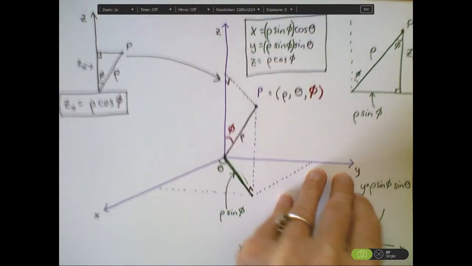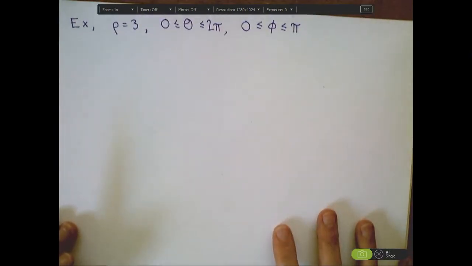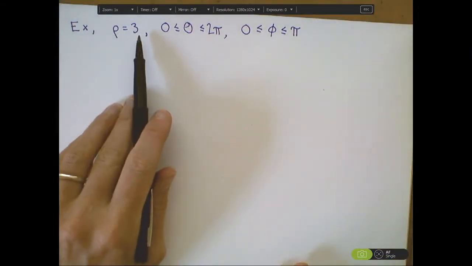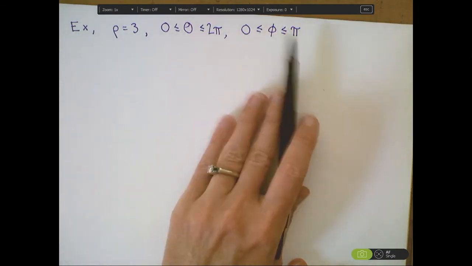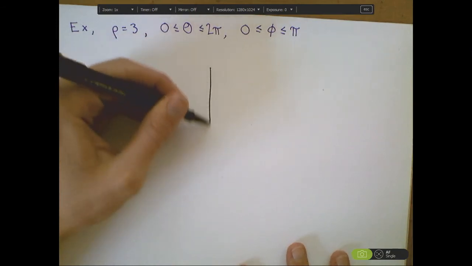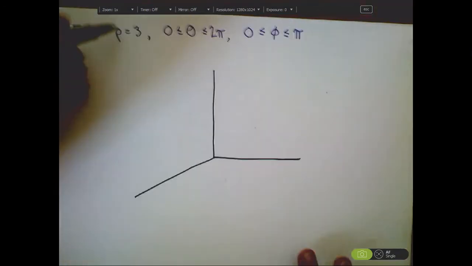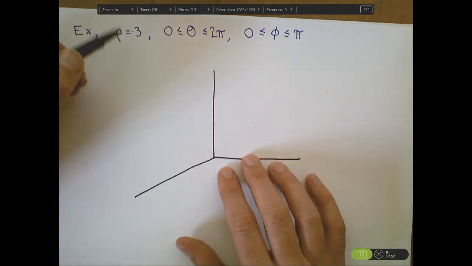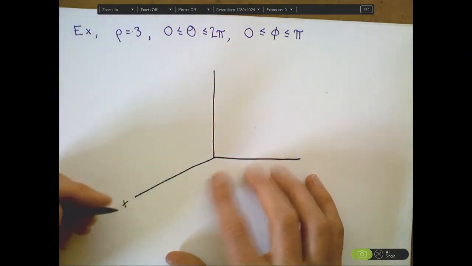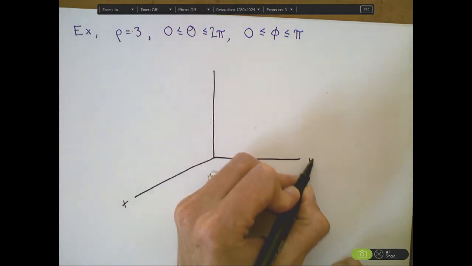So now that we've described what this coordinate system looks like, let's do an example. Let's say that we have a function given by rho equals 3, theta goes from 0 to 2 pi, and phi goes from 0 to pi. Let's remember what each of these pieces mean as we draw this picture. Rho is the distance from a point to the origin, so we're holding the distance from these points to the origin constant at rho. Theta is the angle that we sweep out with the x-axis, telling us that we need to sweep out a full circle in the xy plane.